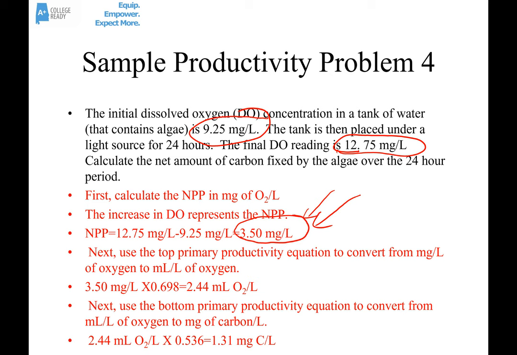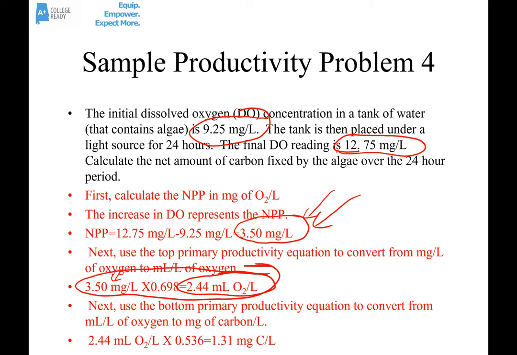So next we're going to use the top primary productivity equation, this one. And that's going to allow us to convert from milligrams of oxygen per liter to milliliters of oxygen per liter of water. So we plug in. Here's our 3.50 milligrams per liter. Our formula tells us to multiply that by 0.698, and that gives us a conversion of 2.44 milliliters of oxygen per liter of water.